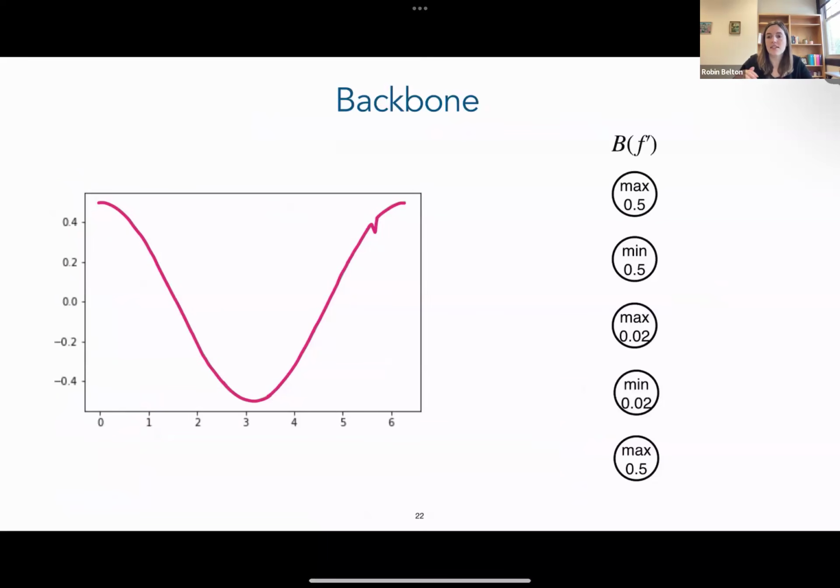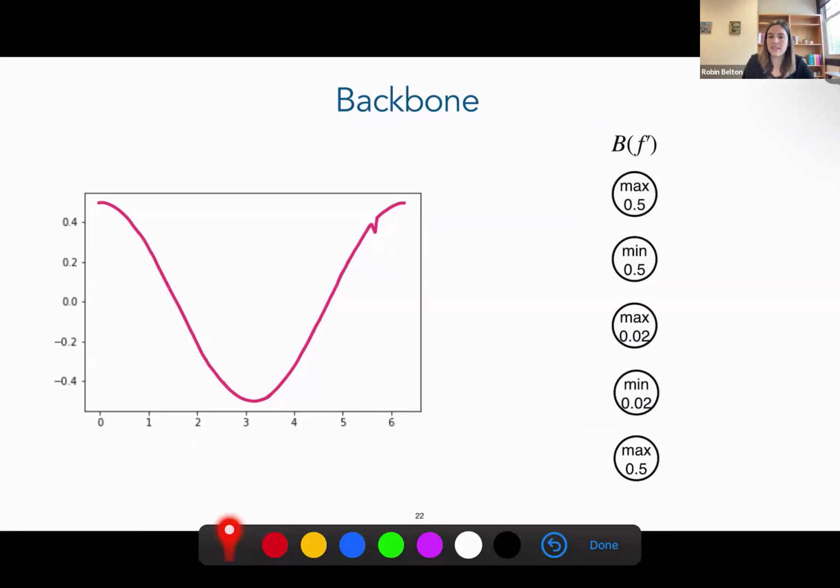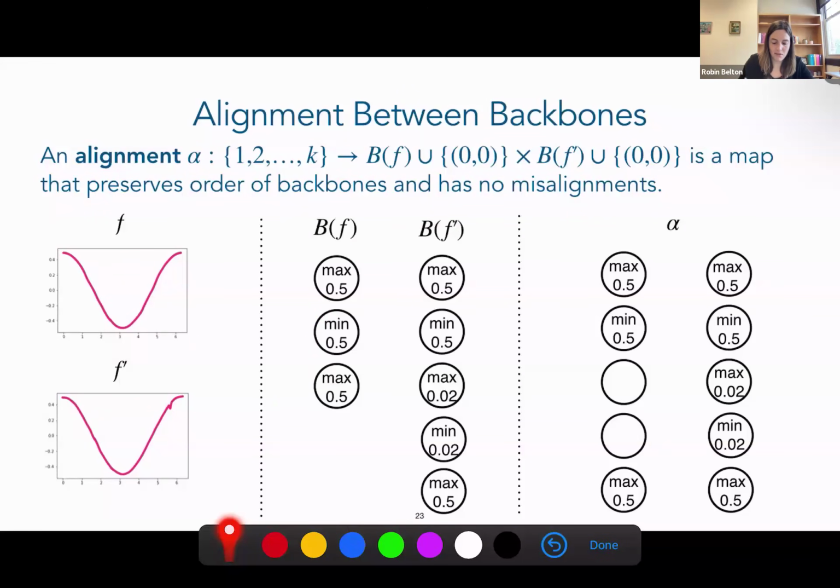All right. Now to construct this supergraph, we use these, what we call backbones. A backbone is going to be the ordered sequence of mins and maxes along with their weights. So for this cosine-ish function, we have a max of weight 1/2, followed by a min with a weight 1/2. And then we have a small max and min that have weights of 0.02, and then our final max of 0.5.